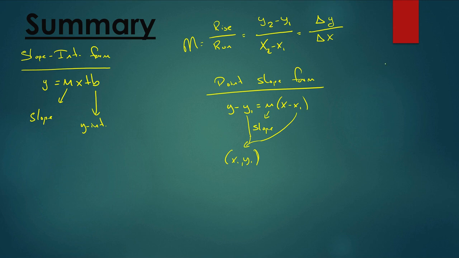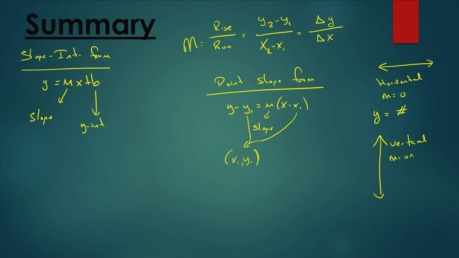The second thing is, for a horizontal line, the slope is 0, but the equation looks like y equals and then the number. A vertical line has a slope that is undefined, and the equation is x equals and then the number that it goes through.